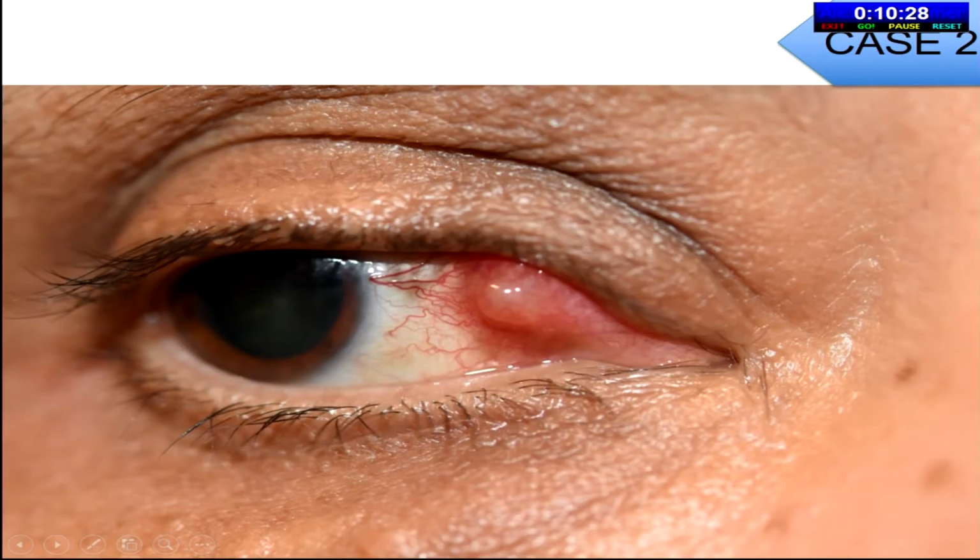So this was a 64-year-old lady who presented with this lesion. In fact, she was suspected to have a lymphoma and was advised a biopsy. She was very scared of the surgery and she was jumping from one physician to the other, wanting to hear that she doesn't have to undergo surgery. So this is what it looked like.